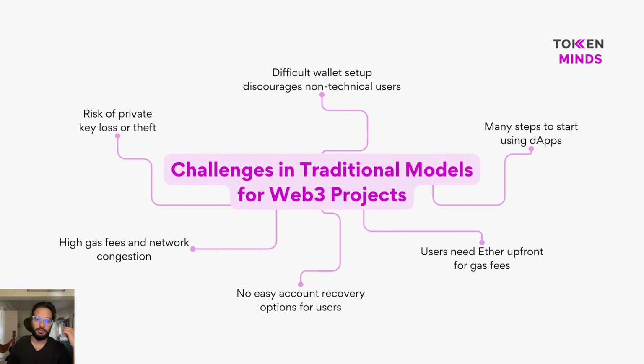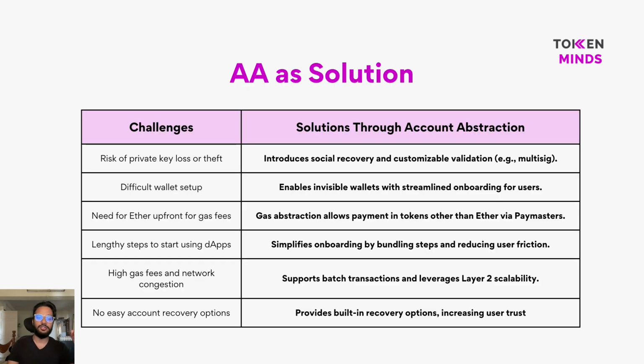All the traditional Web3 projects have these kinds of problems, and all the users in Web3 needed some basic technical knowledge, which is not a healthy space. As a solution, account abstraction introduces social recovery and customizable validation through multisig. It also enables an invisible wallet with streamlined onboarding, removing the difficult wallet setup, the need for ether upfront to start using dApps, high gas fees, network congestion, and the lack of an easy account recovery option that we have already discussed.